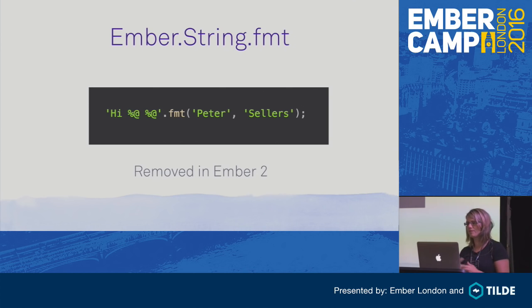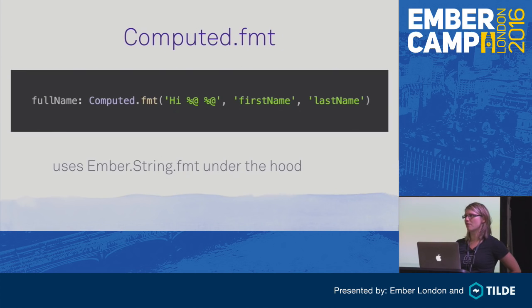This is the occurrence of percentage at with the string template. It was that useful, actually, that we wrote our own computed property macro, which we called computed format, which does exactly the same thing as string format, just with computed properties. You see here percentage at percentage at first name, last name, as computed properties. And it actually uses Ember string format under the hood.